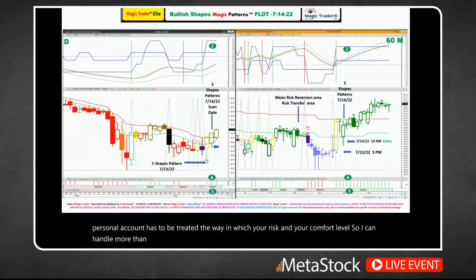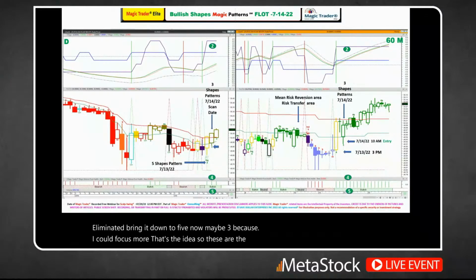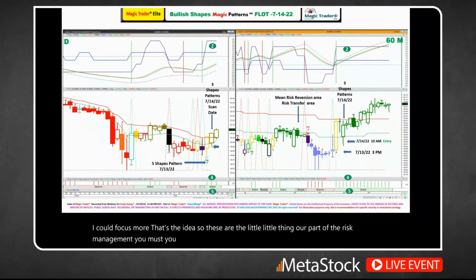However, for years I did 22 currencies. Now I went crazy, I don't sleep. I eliminated, brought it down to 5, now maybe 3, because I can focus more. That's the idea. These little things are part of risk management. You must look into that.